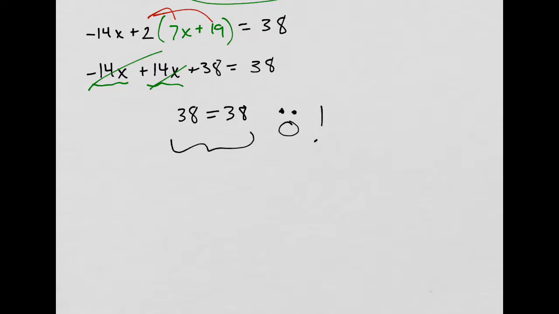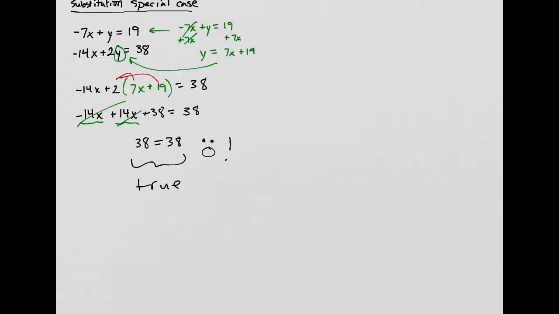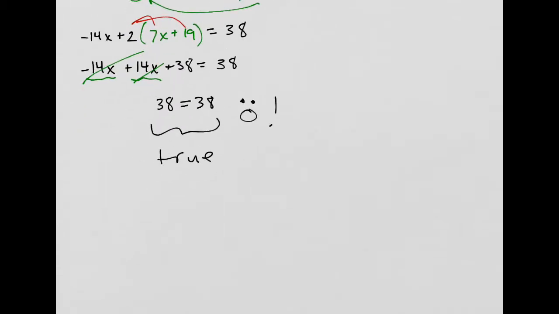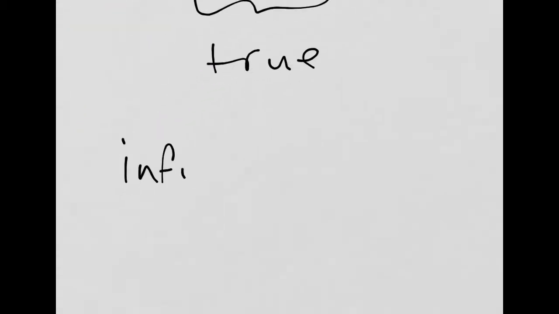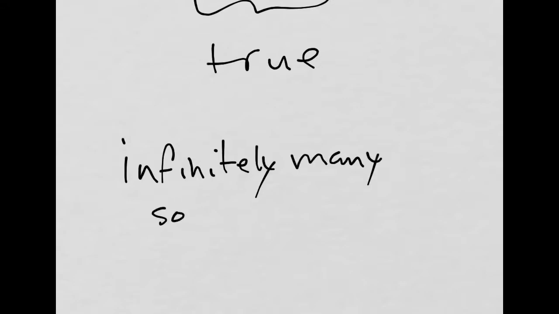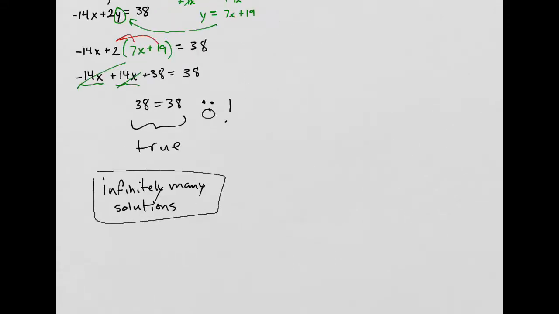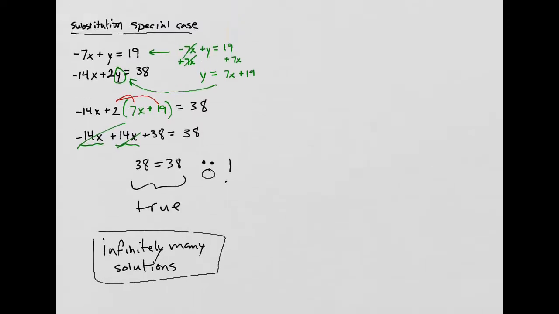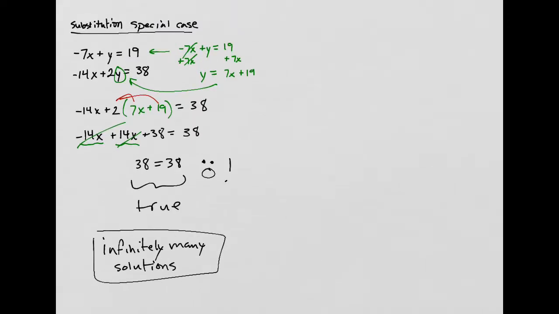So this is true. This is true. So our answer here is actually that there are an infinite number of solutions, infinitely many solutions. So I'm going to write that down. Infinitely many solutions. That means these lines intersect each other at an infinite number of places. They intersect each other at 10 places and also 13 places, 87 places, as many places as you can think of.